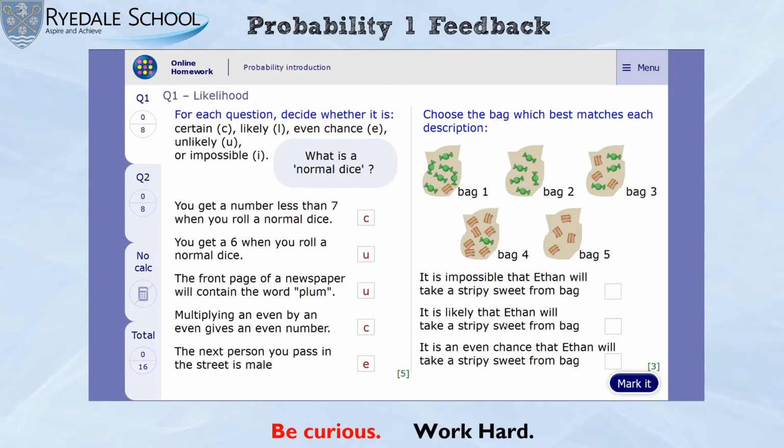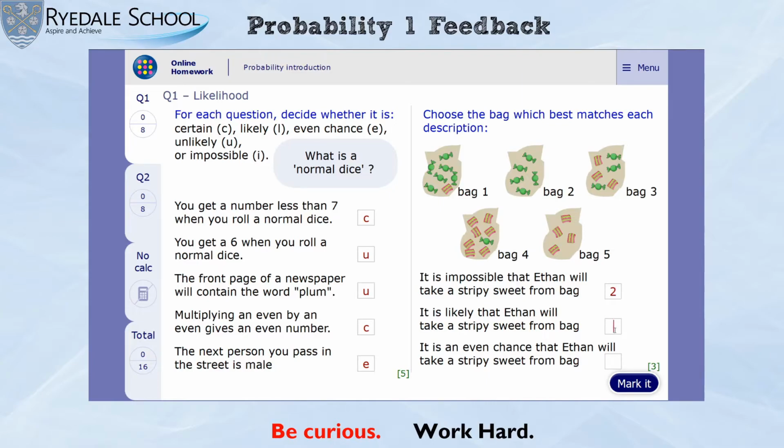Okay. Next of all, we have to choose the bag which best matches each description. So we have a bag with green sweets and a bag with stripy sweets. And it is impossible that Ethan will get a stripy sweet from this bag. So we're looking for a bag that has no stripy sweets at all. That is bag number 2.